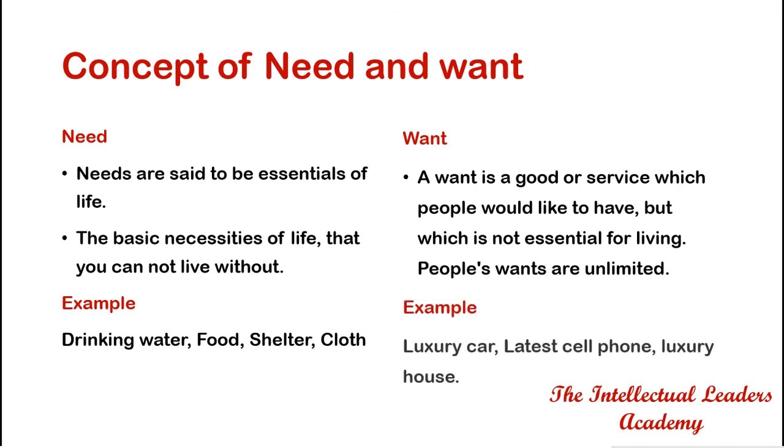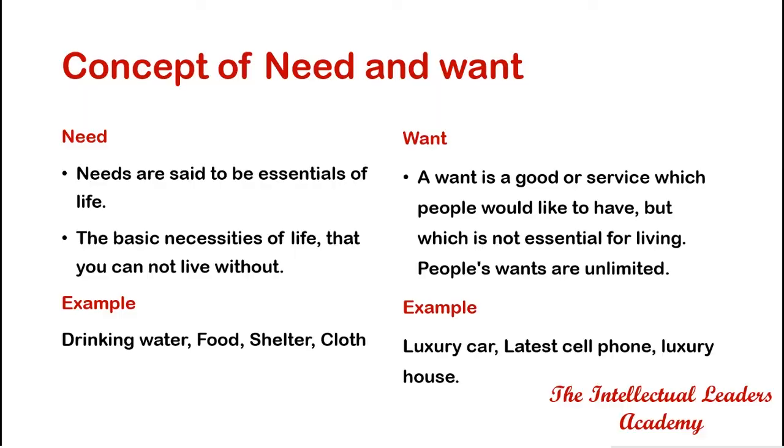Okay. Example, luxury car. One luxury car, you have enjoyed one Bentley. Now you want to have a Rolls Royce, for example, the model of the new Rolls Royce. And every year, a new car, a luxury car. So wants are unlimited and these all are called your luxuries. Okay, the latest cell phone. Every year there are new cell phones in the market. People want to have them. So luxury houses and so on. So anything which is not your need and that is actually a luxury, that's called a want.